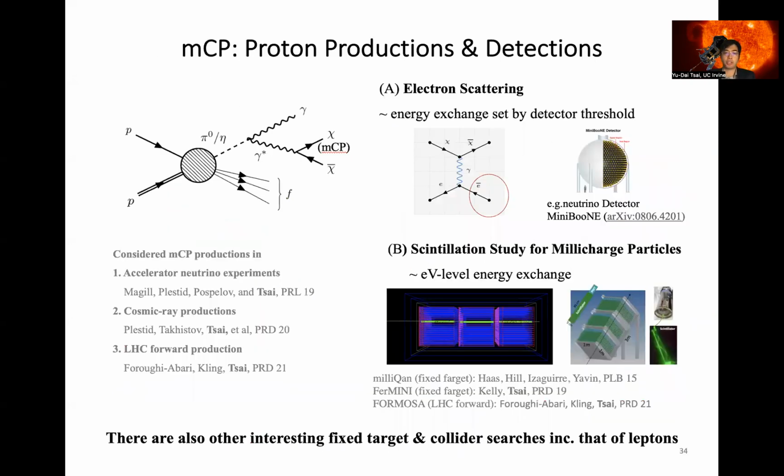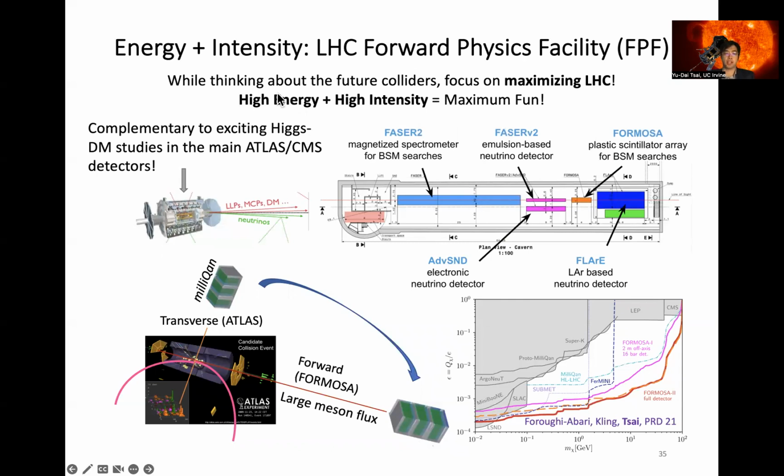So this is the place that can host this kind of experiment. That is something called a forward physics facility. Because in this kind of place, you can have high energy plus high intensity. So you can have maximum fun. And while, of course, we're thinking about future colliders, which can be many, many years from now, could be a long wait, we, of course, should first maximize LHC. And these studies are very complementary to the exciting Higgs and dark matter study in the main ATLAS and CMS detectors.